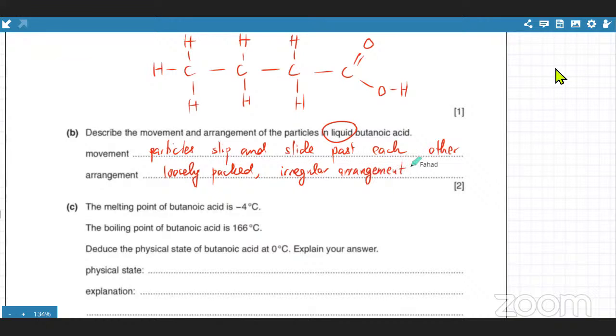We'll also quickly check with the marking scheme. No, we don't have the marking scheme with us right now.